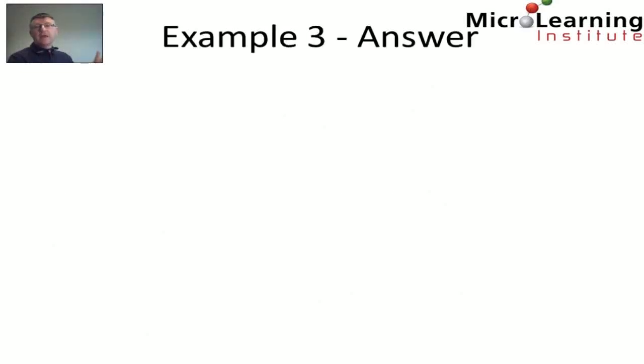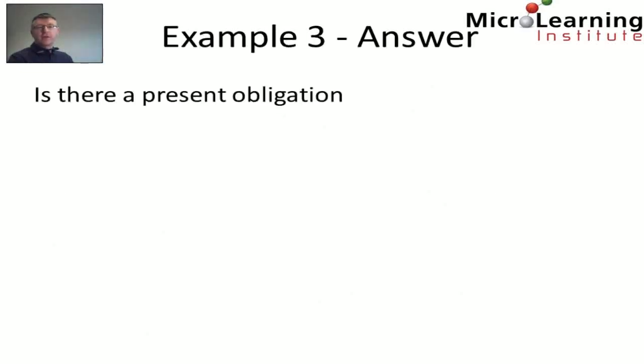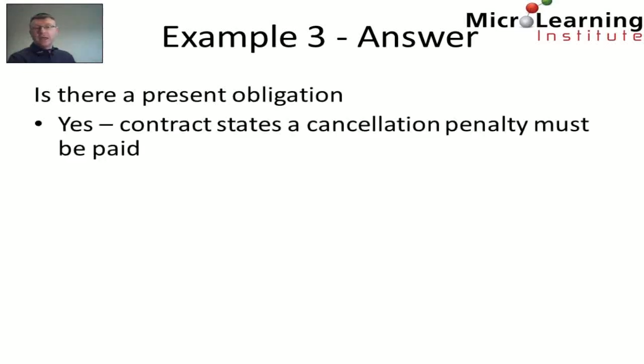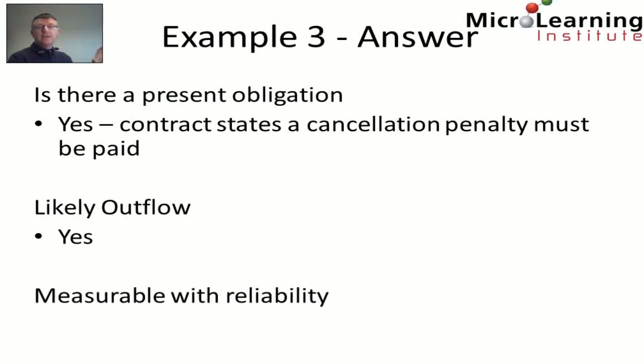Now, here again, with IAS 37, we follow the process. Is there a present obligation? Yes. There's a contract which states that a cancellation penalty must be paid. Is there a likely outflow? Certainly there is. We must either pay this cancellation penalty or fulfill the contract. And is this likely outflow measurable with reliability?